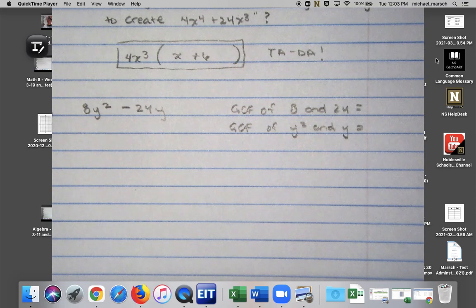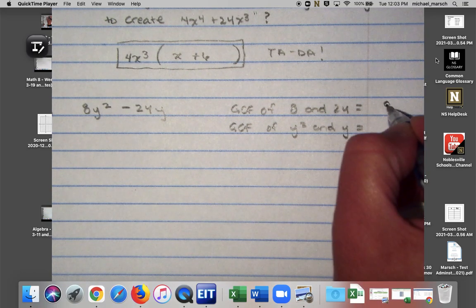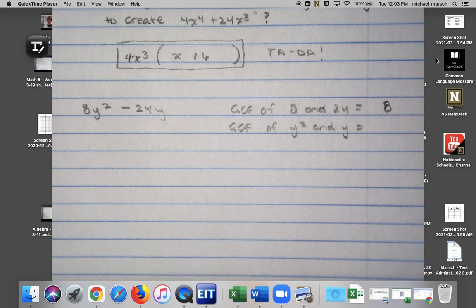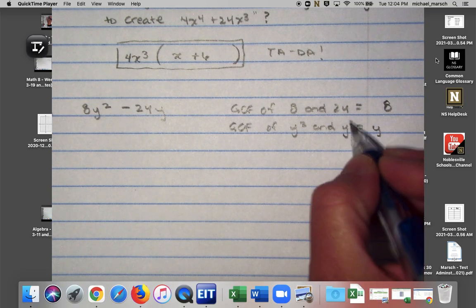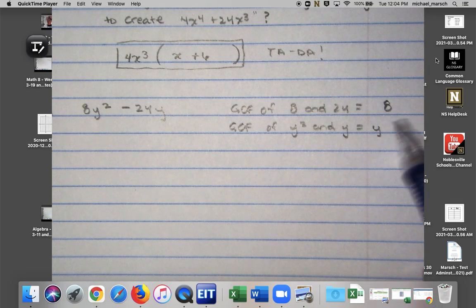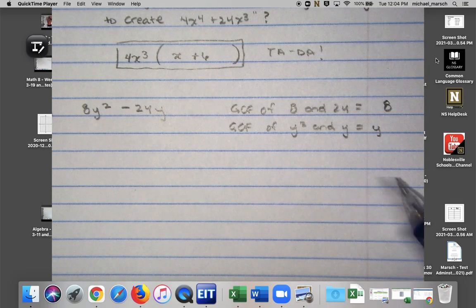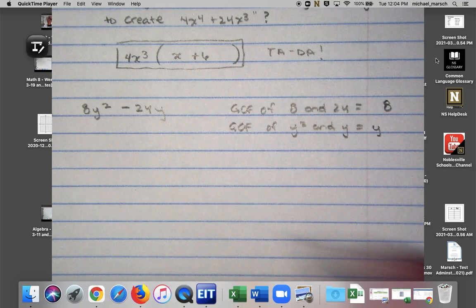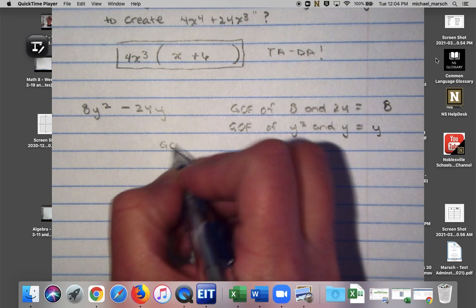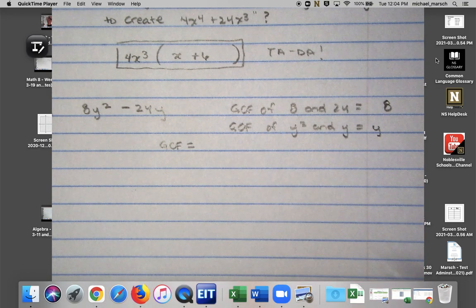So what is the greatest common factor of 8 and 24? Atlee? 8. And what is the greatest common factor of y squared and y? Y. It has a little 1 there, but we don't have to put that. But that's our greatest common thing that can be multiplied to make those two things. So my greatest common factor overall is 8y.